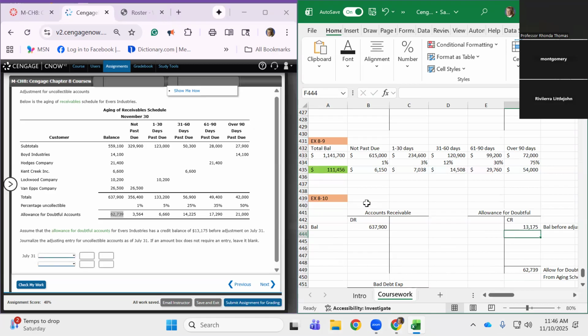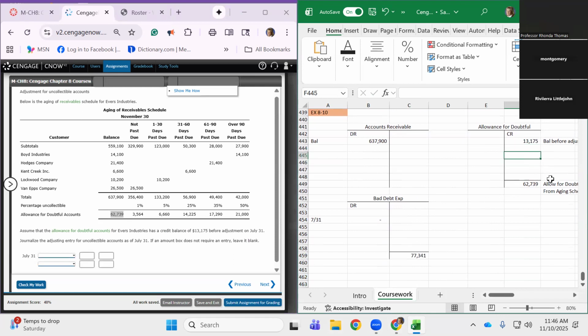13,175. Now what we need to know is how much of an adjusting entry we need to make so that the balance in this account comes down to 62,739. If you've already got 13,175 as a credit, then you need the difference between what you want the balance to be and what's already there. So let me calculate this. Then I'm going to check it: if I add these two together, it should get the balance of that aging receivables calculation. I've got to put an equal sign. Yep, so there we have it.